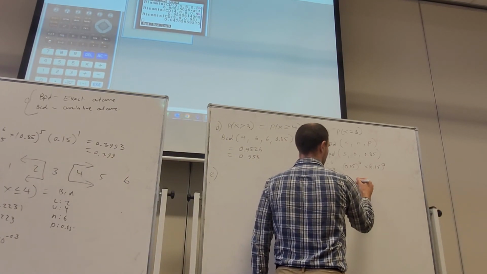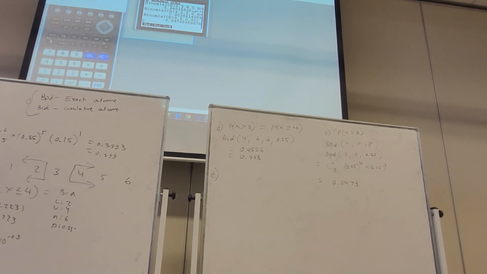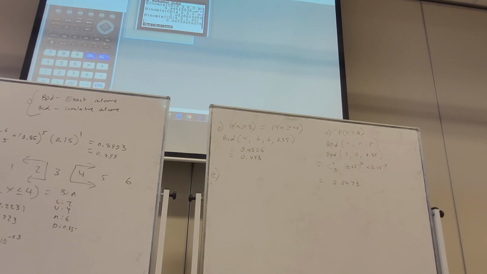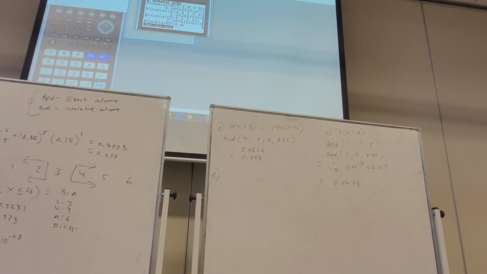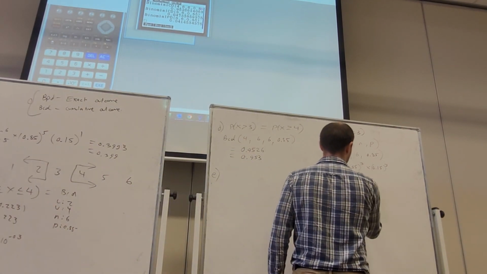I didn't get that. Oh, what did I put in wrong? I pressed Bcd, didn't I? I didn't press Bpd, sorry. Bpd, 3, 6, 0.85. Okay, 0.1041... 0.104145. Yep.